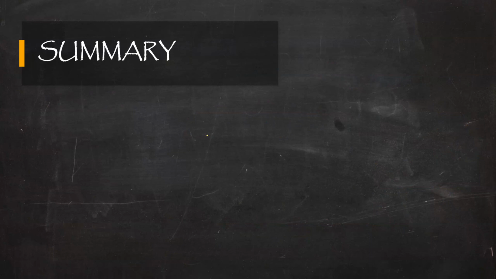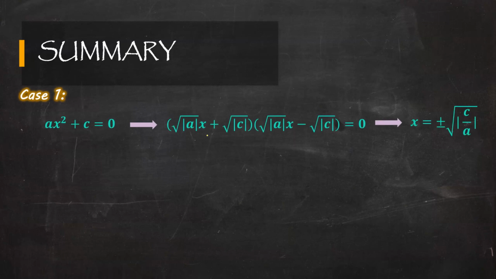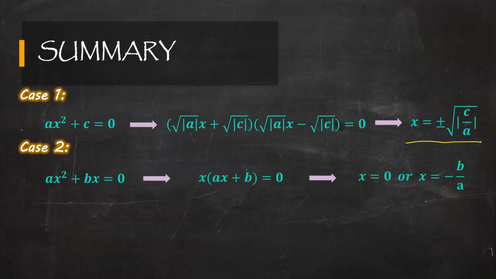And here's the summary. So first case, we have b equals 0, and then we take the square root of the 2 terms based on the formula that we got before. And then here's our solution, right? So x equals plus minus square root of absolute value of c over a. And our second case is when c equals 0. And this is the easiest case that you will see on exam. Very straightforward. One is 0, the other one is negative b over a.